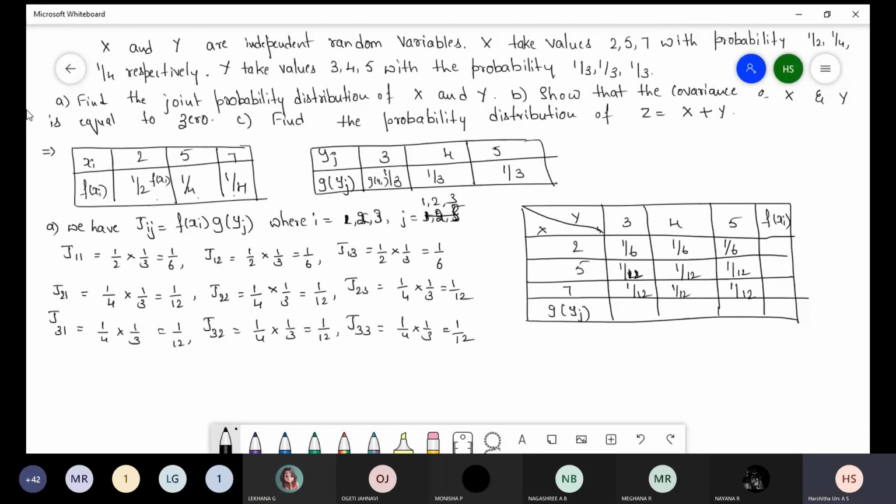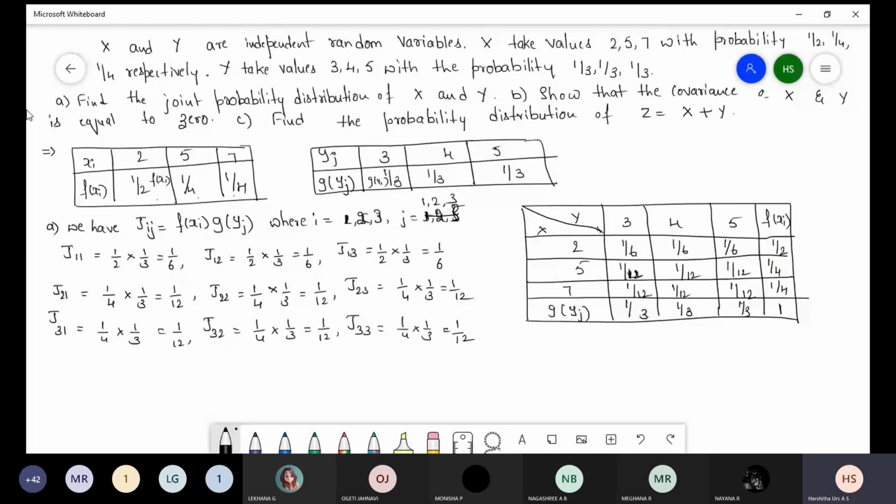When you add all these three, we get 3 by 6, which is 1 by 2. Here 3 by 12 means 1 by 4. Here also 1 by 4. When you add 1 by 2 plus 1 by 4 plus 1 by 4, we get 1. Here also adding 1 by 6 plus 1 by 12 plus 1 by 12, we get 1 by 3. Here also 1 by 3. Here also 1 by 3. When you add 1 by 3 plus 1 by 3 plus 1 by 3, we get 1.